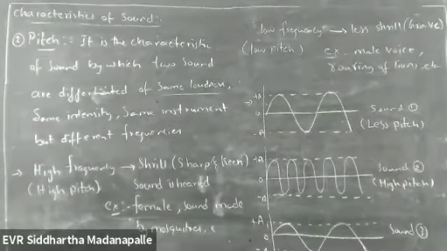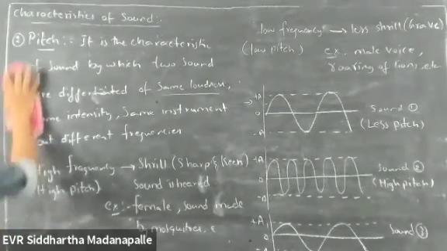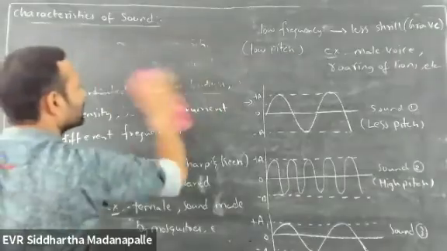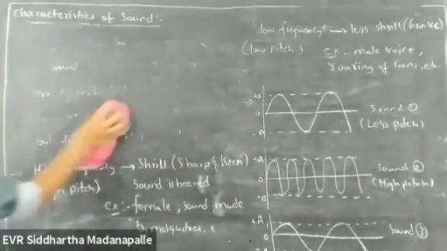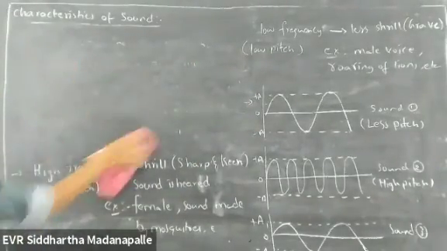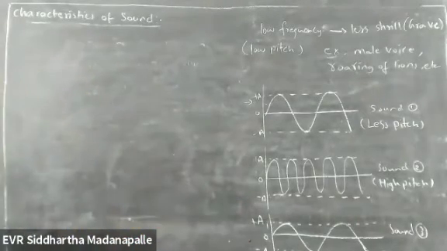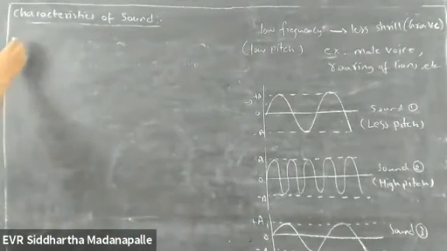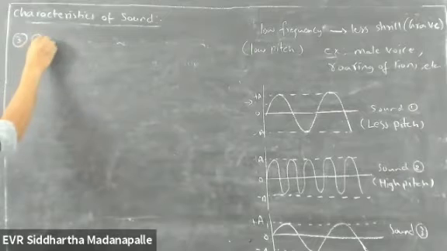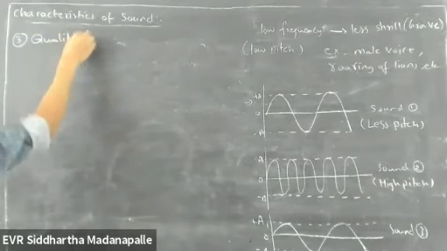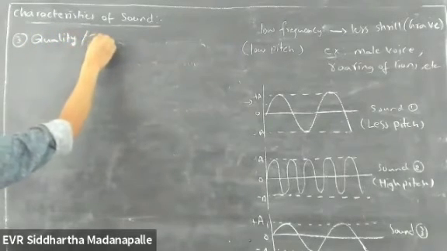Is that clear? So this is about the second characteristic of sound. Now let us discuss the third characteristic of sound, and that is nothing but quality. So quality, or else it is also called timbre.